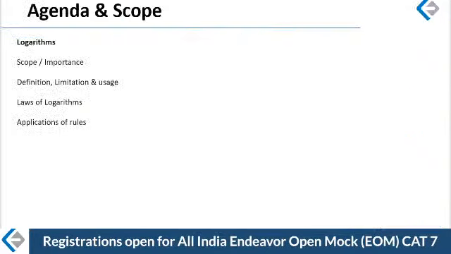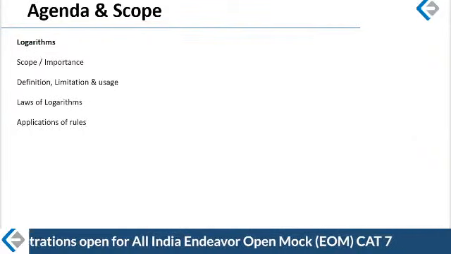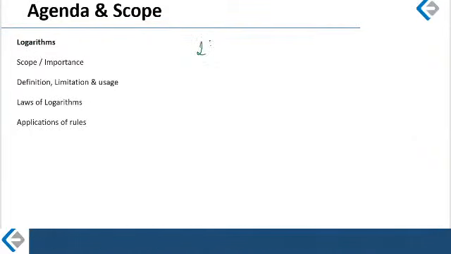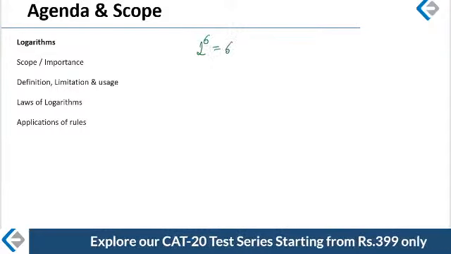Say for example, if I write 2 power 5, or 2 power 6, let us take 2 power 6, that is 64, correct, right?